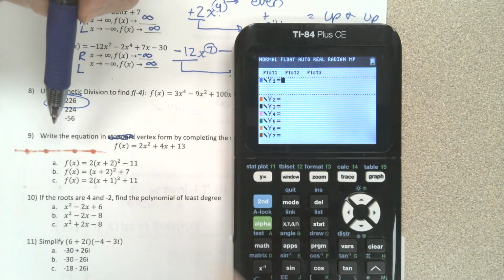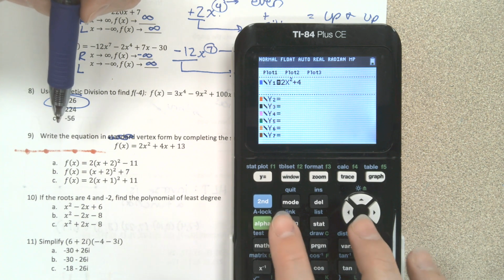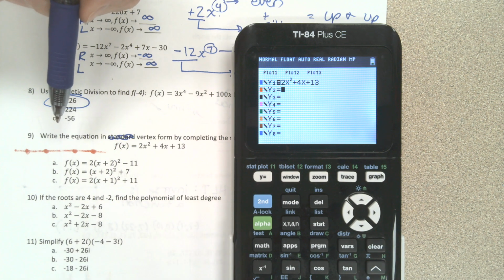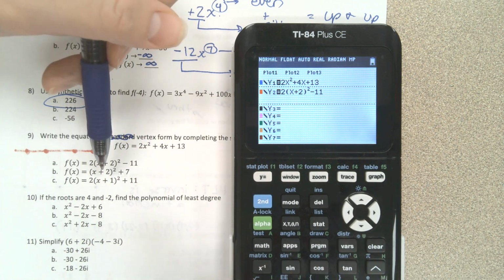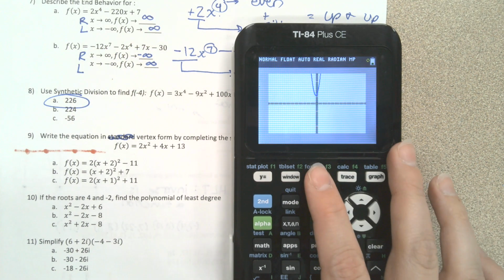So we're going to graph the original, 2x squared plus 4x plus 13. And then I will just go through the options. So 2 times x plus 2 squared minus 11. Don't make a mistake. Very easy to do. Oh, hold up. I'm going to have to fix the zoom in a moment.